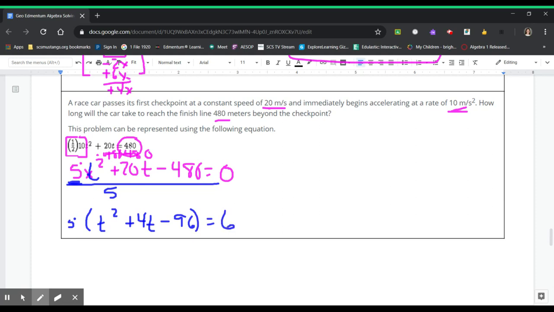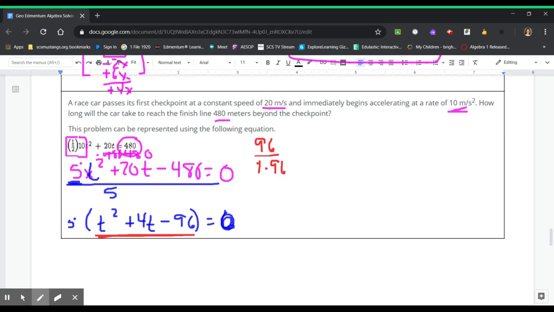So now all we need to do is to factor what's left inside of the parentheses here. So if I'm looking at 96 and I make our list for things that multiply together to make 96: 1 times 96.